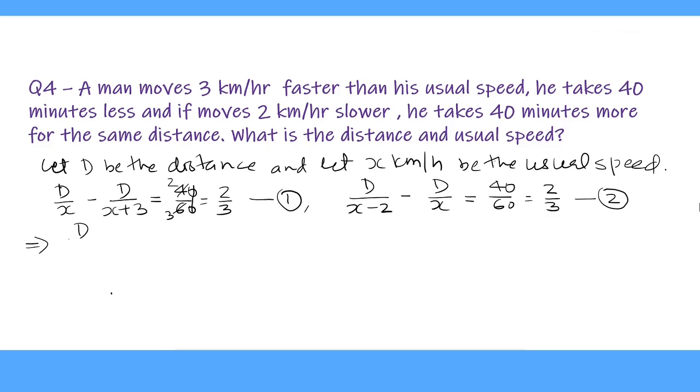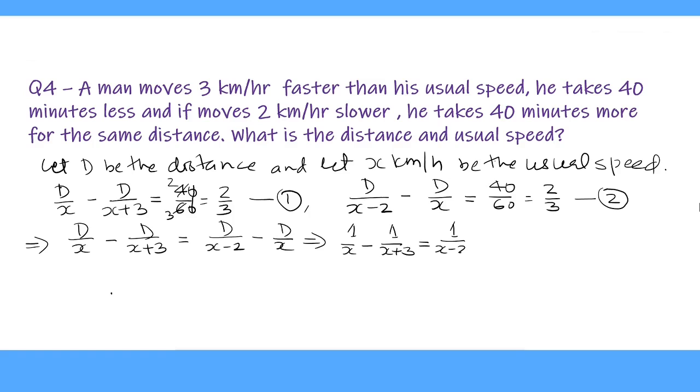So we get d upon x minus d upon x plus 3 equal to d upon x minus 2 minus d upon x. We divide both sides by d. So we get 1 upon x minus 1 upon x plus 3 equal to 1 upon x minus 2 minus 1 upon x. This gives us x into x plus 3, LCM of left hand side, which gives x plus 3 minus x in numerator equal to the LCM of right hand side, x into x minus 2. This gives x minus x plus 2.